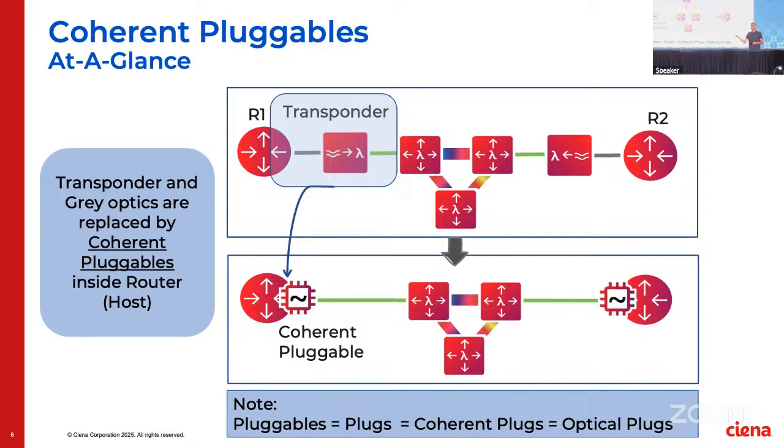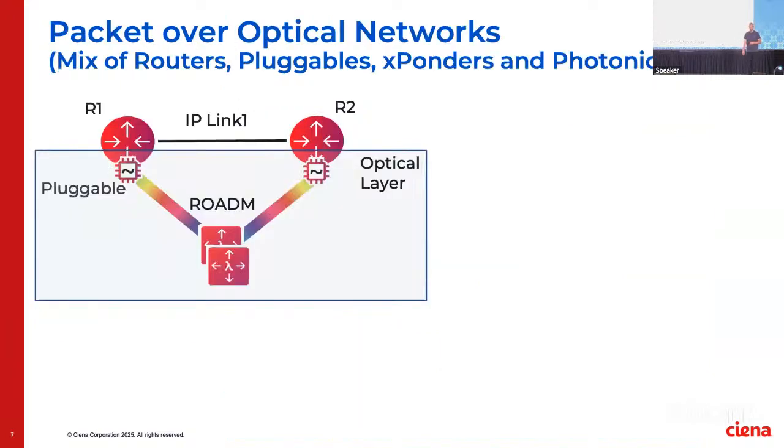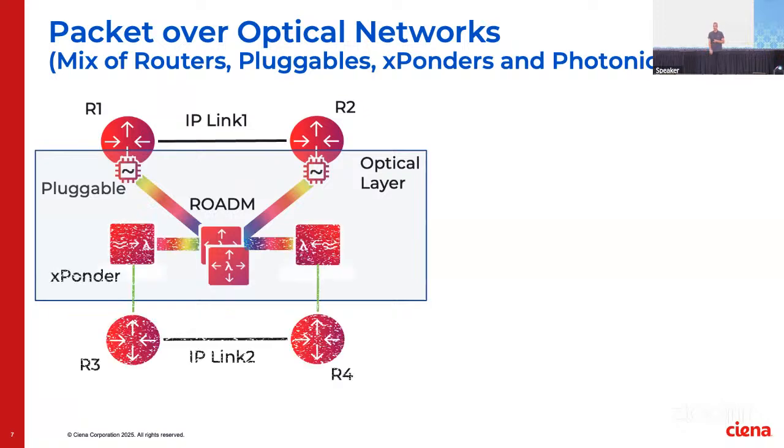So basically, different terminology for the same thing. Continue with the same network that we have. Somebody might think that we are going to remove every transponder in the world and put it inside the router. But this is not the case. I'm expanding that network of router 1 and 2. Now I'm adding router 3 and 4.